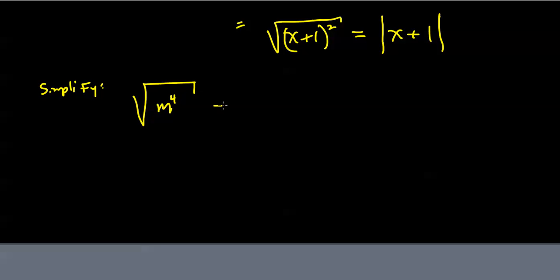The square root of m to the 4th power. Well, the square root of m to the 4th power is m squared. Is it not? Because m squared squared equals m to the 4th. Right? In other words, m squared is the quantity I square to get m to the fourth.